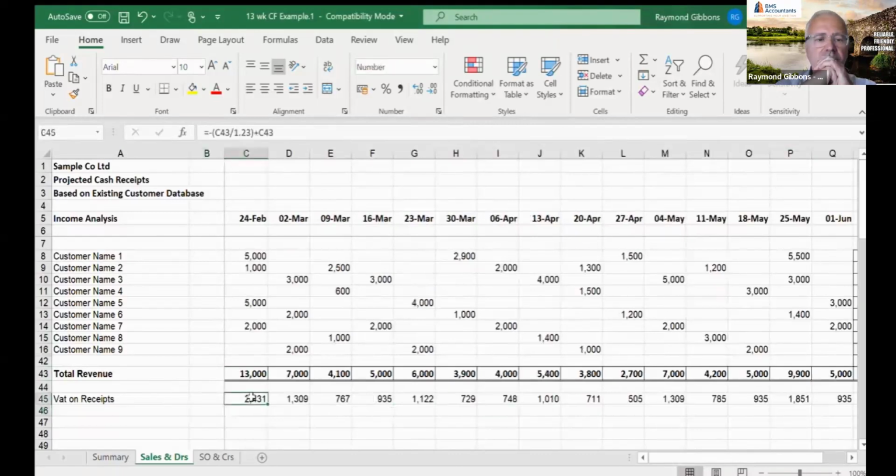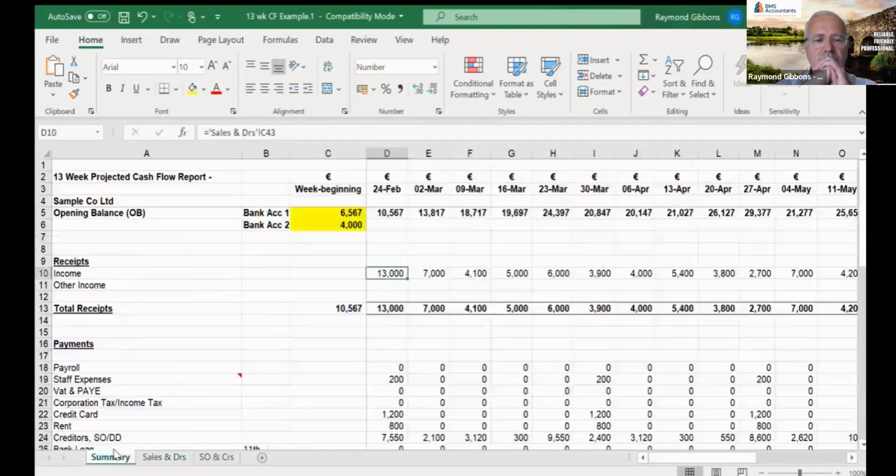As just a point of note, I have a small formula here. If the sample company were operating on a cash receipts basis, I would be able to calculate the VAT due on those particular lodgements at the standard rate of VAT or the reduced rate for that matter if necessary. Back in the summary cash flow, you'll notice that all of the cash inflows are now in line 10, income.